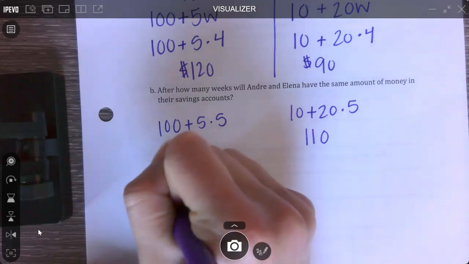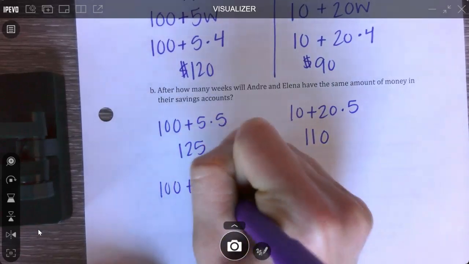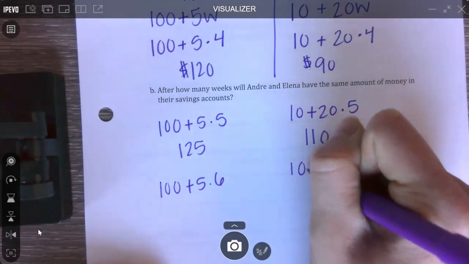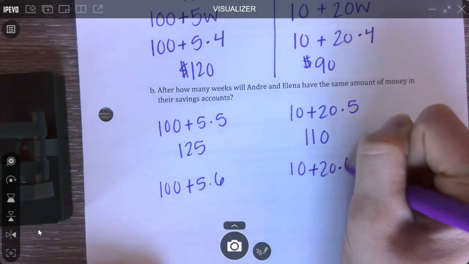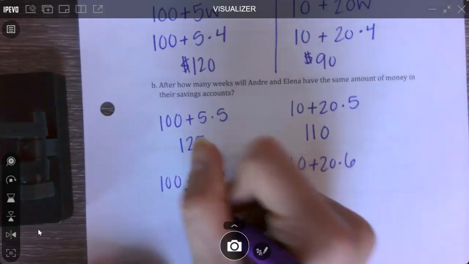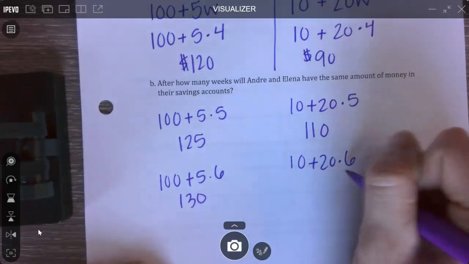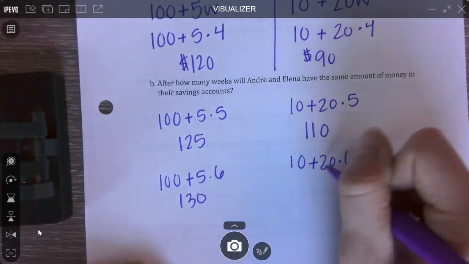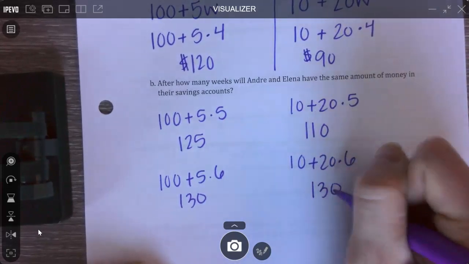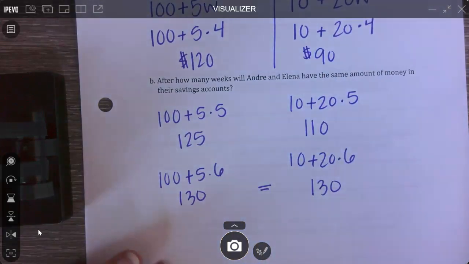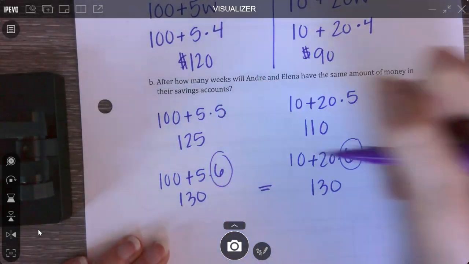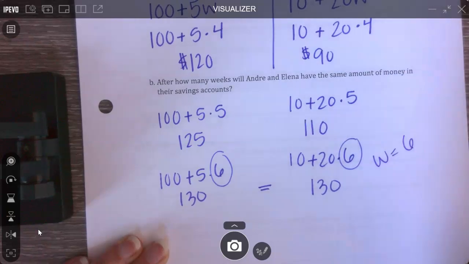Well, what if I try 6 weeks? 100 plus 30, 130. 10 plus 120, 130. Those are equal. My number is 6 weeks.